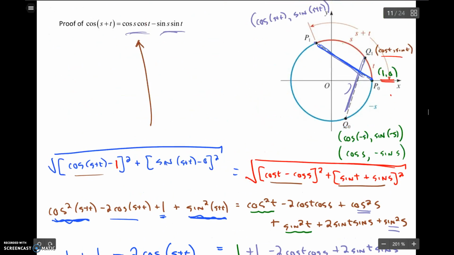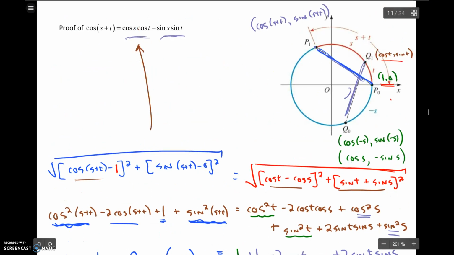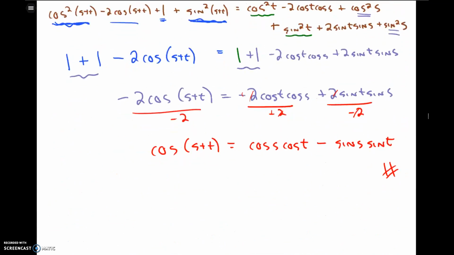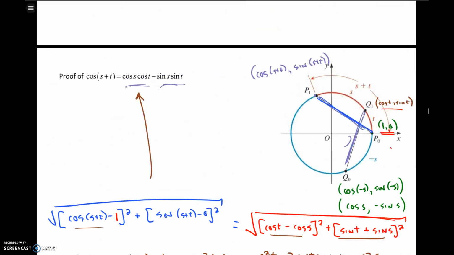Let's just put these in the right order. I want s first, t second. So these cancel, cancel, cancel, cancel. I'm just going to change the order here. Cosine of s, cosine of t, minus, change the sign there, sine s, sine t. Boom. I proved it. All right, so we use a geometric setup, and then just some simple algebra, and a couple Pythagorean identities in there to prove this identity.